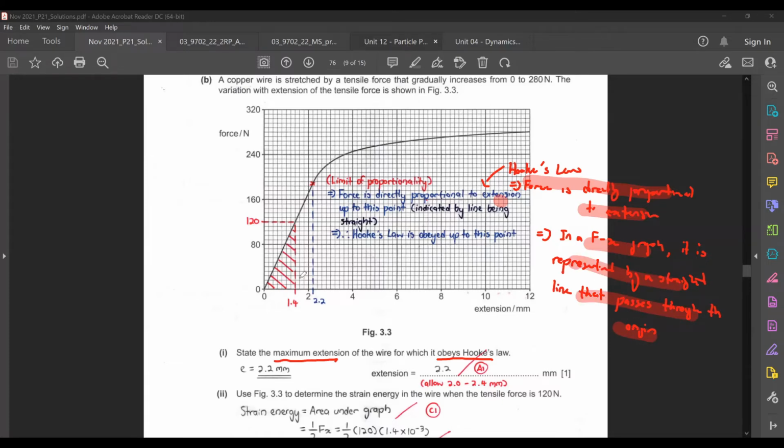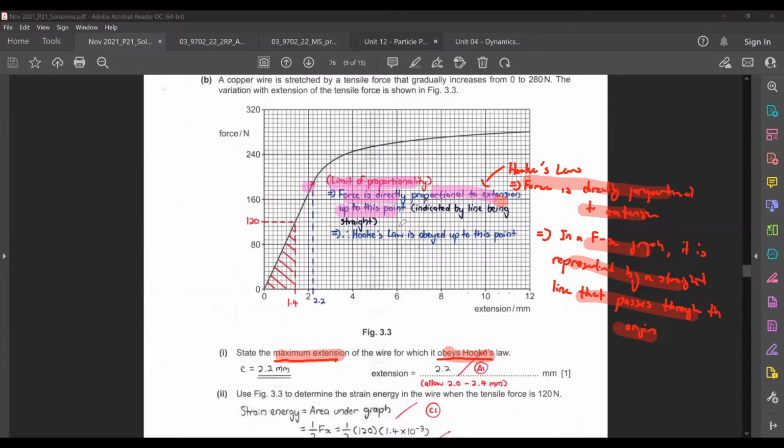So of interest to us is the point where Hooke's law is still obeyed. The question wants the maximum extension of the wire for which Hooke's law is obeyed. So what we want to find is the limit of proportionality. It's at the limit of proportionality that your force is still directly proportional to extension.